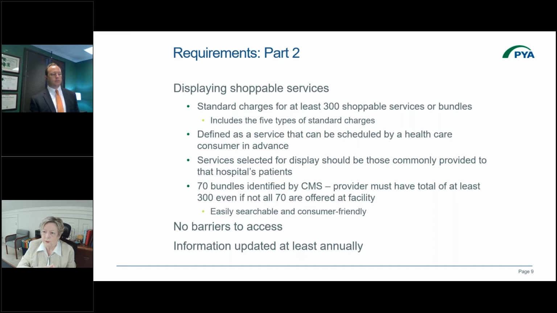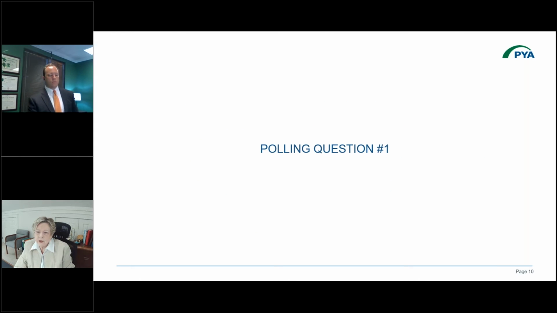Again, these were supposed to be easily searchable, consumer friendly. Not sure that when we start talking about individual items with a hospital charge master, they are easily searchable or consumer friendly, but this was the requirement. Again, no barriers to access and updating that information on an annual basis. We were given an alternative to these shoppable services, which we'll get to in a second as soon as we do our first polling question.